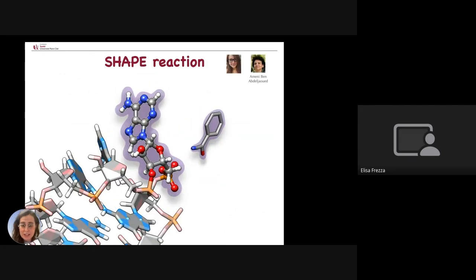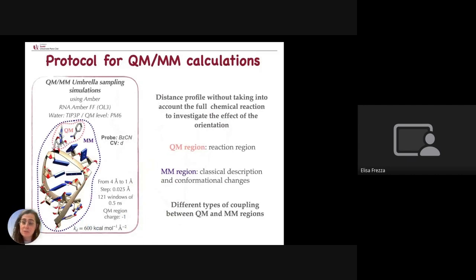So this brings us then to look at the reaction. And to do reaction, we look at the economic calculations. At first, we look at the distance profile without taking account of the full chemical reaction to investigate the effect of orientation. And to do so, we consider the reactive region of one nucleoside, and the rest of RNA is taken account in another region to thus take into account the conformational changes.